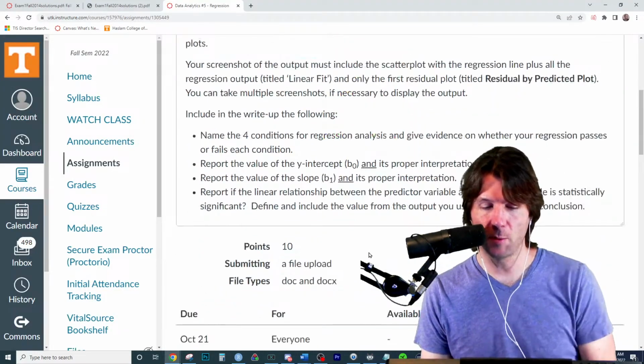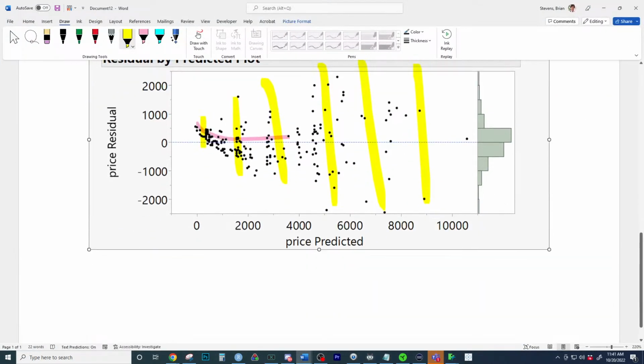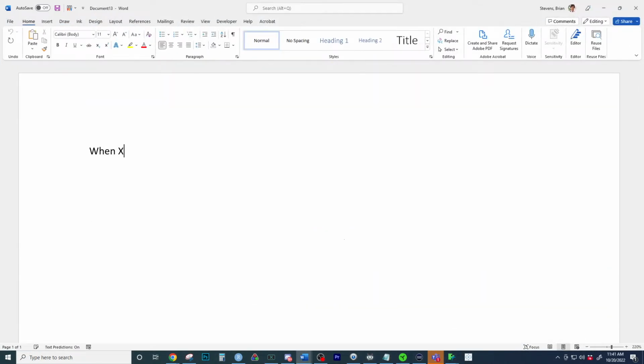Cool. Report the value of the y-intercept and its proper interpretation. So the y-intercept interpretation is: when x is equal to 0, we expect y to equal b0 on average. That is the b0, also known as the intercept.